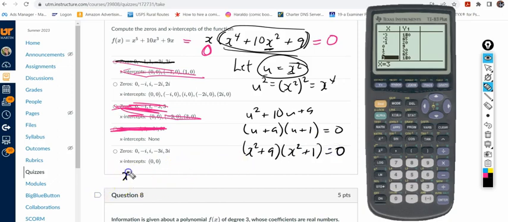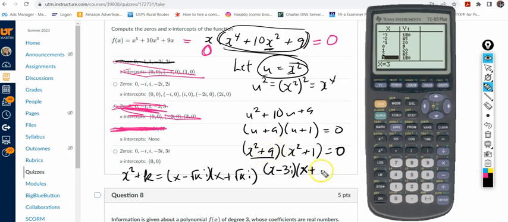Now, if you have x squared plus a number, any number, that always factors. It's going to be x minus the square root of k times i, times x plus the square root of k times i. So here I'm going to have x minus the square root of 9 times i, times x plus the square root of 9 times i. And then this one here will be x minus the square root of 1 times i, and then times x plus the square root of 1 times i.